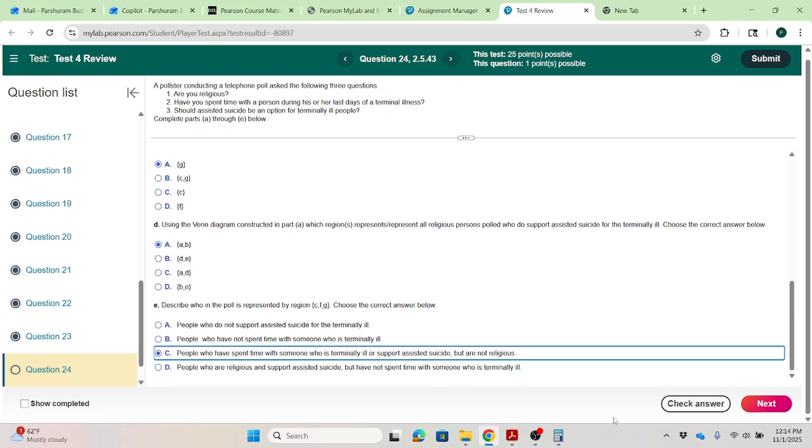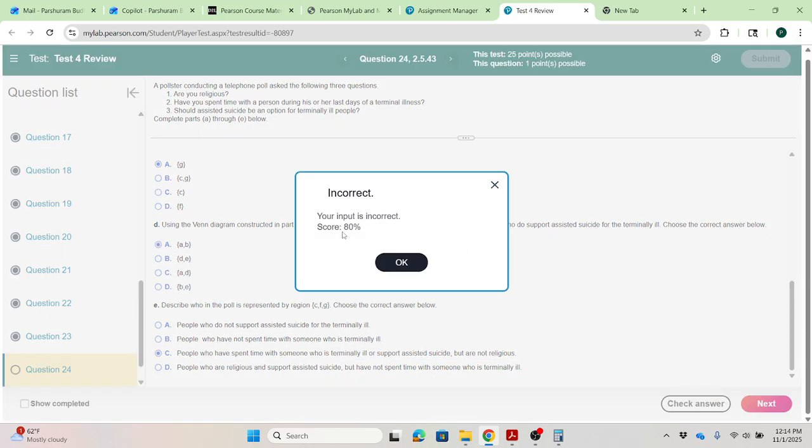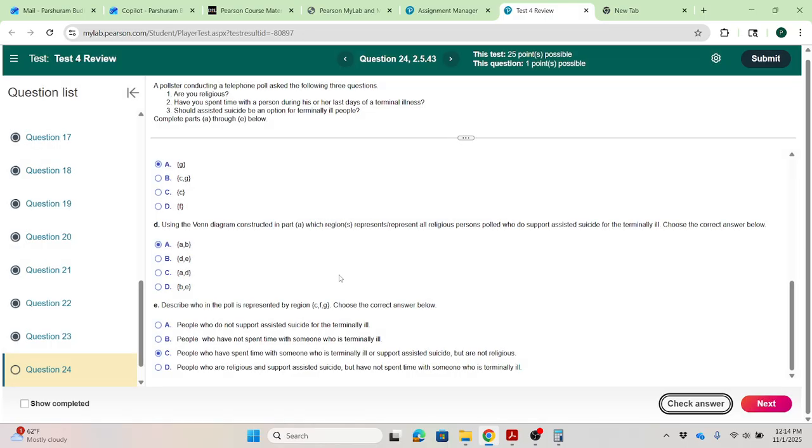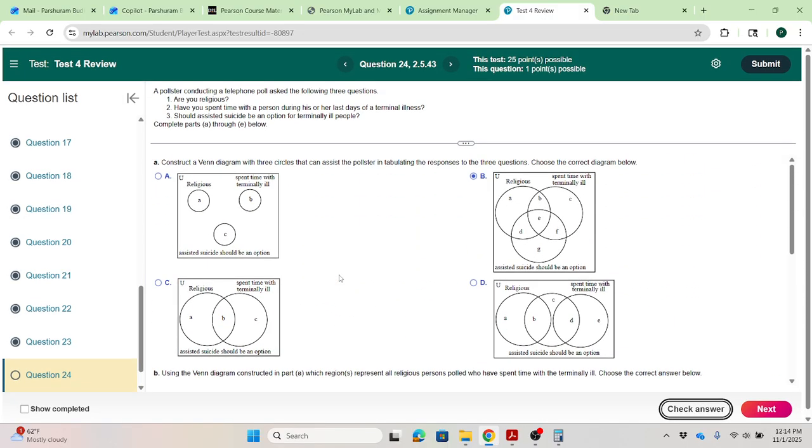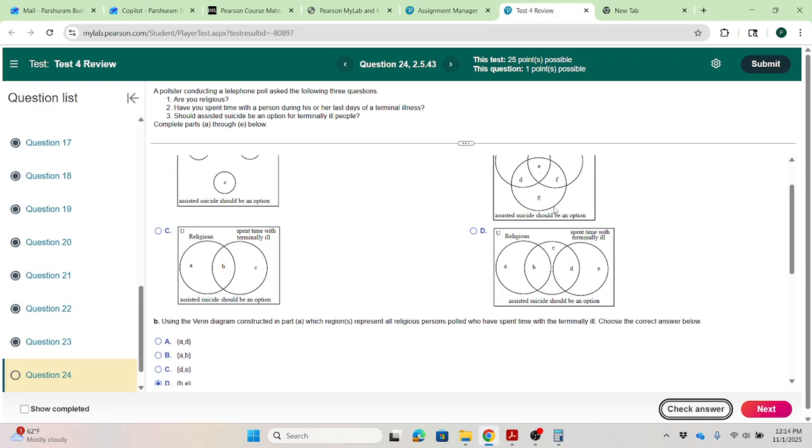This is the answer. Let me check. There are so many questions, so I missed one. I don't know which one I missed. So I will go back one more time. This is the Venn diagram. It's supposed to be this. Let's go to the first question.